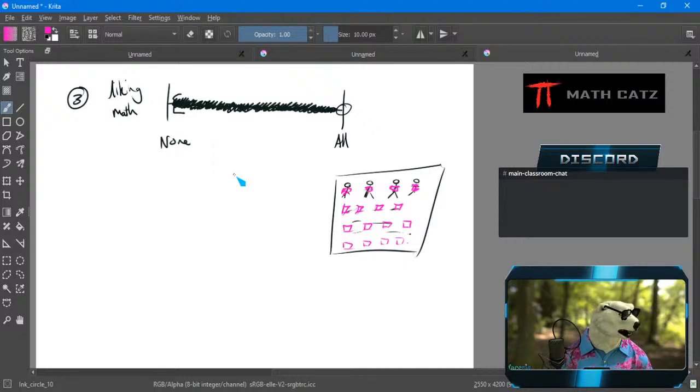I step out of the classroom. I tell a friend, today, some people wore pink shirts. Is that true? No. Of course it's true. I see pink shirts. Some people wore pink shirts. Of course it's true.